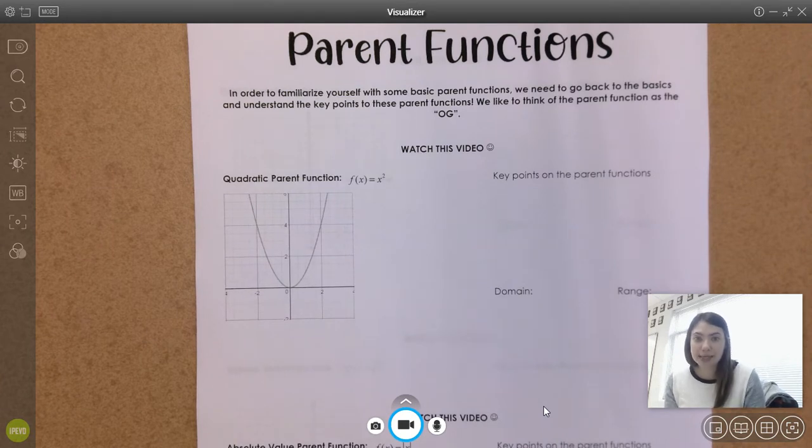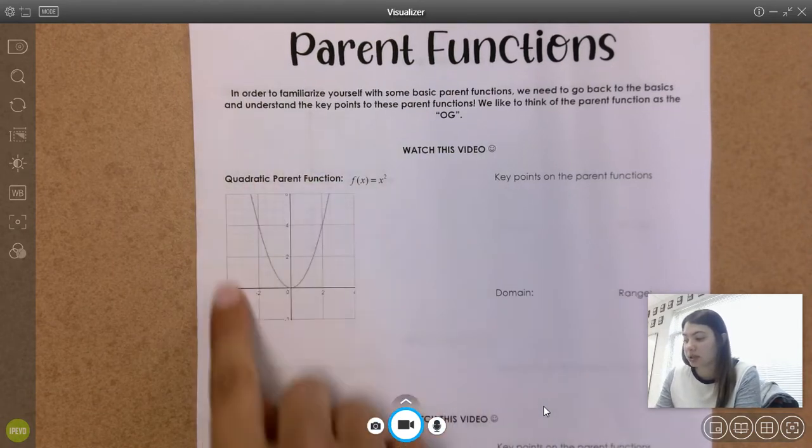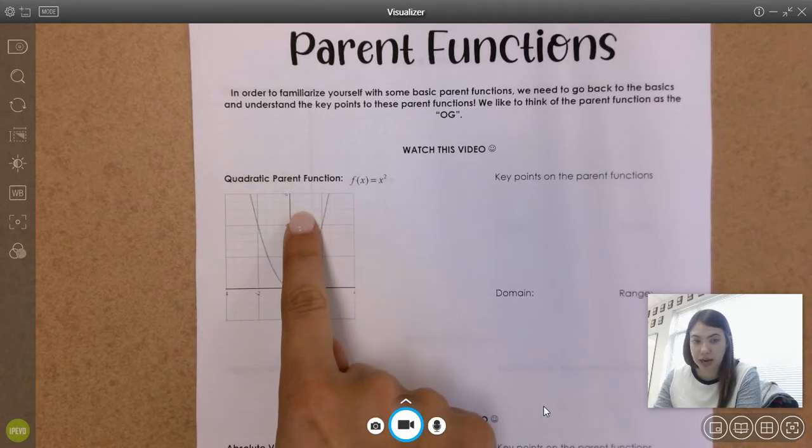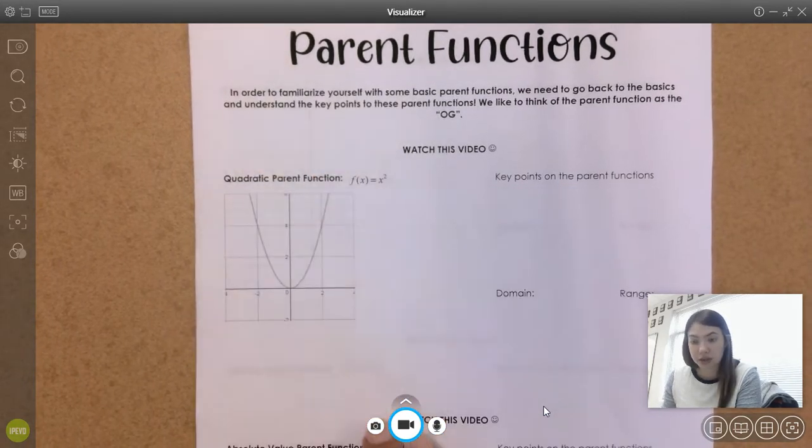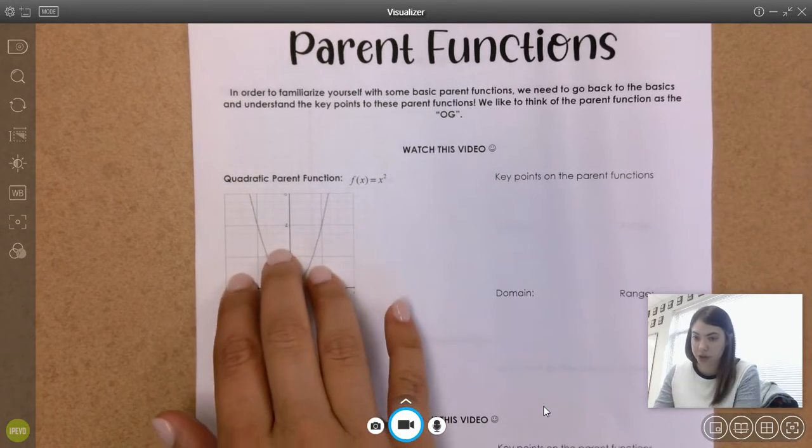So in order for us to feel really good about transformations and their graphs of functions, we do just want to go back and review some of the basic parent functions that we're going to be talking about in this unit. We have the quadratics graph, we have the absolute value parent function, we have the cubic parent function, so something like x to the third power, and then we also have the square root parent function. So this video is going to focus primarily on the quadratic parent function. You'll notice that each section of these notes has its own video. So here's the first one.